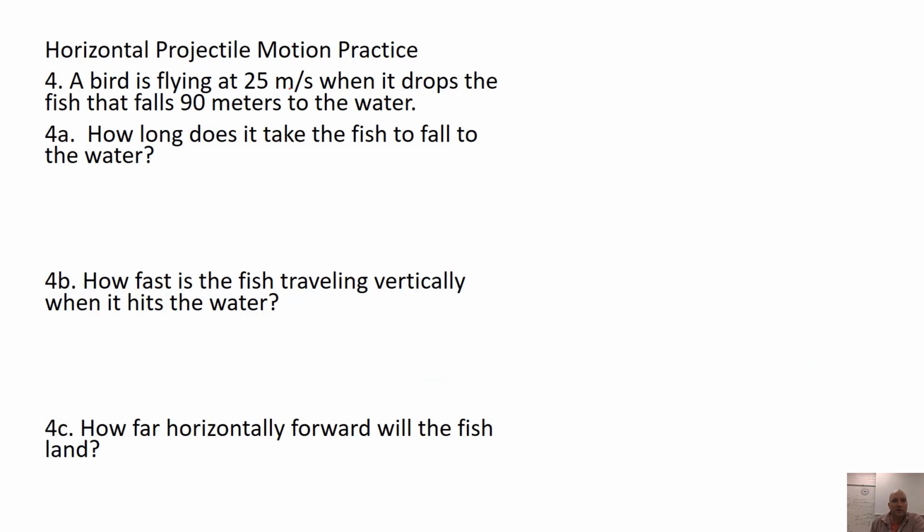Okay, so let's go ahead and look at some problems. A bird's flying at 25 meters per second when it drops a fish that falls 90 meters. So I'm just going to start writing a givens list because I'm going to have things going on in the x-axis and in the y-axis. It's important to keep those familiar and in their own axes because they are going to be independent of each other.